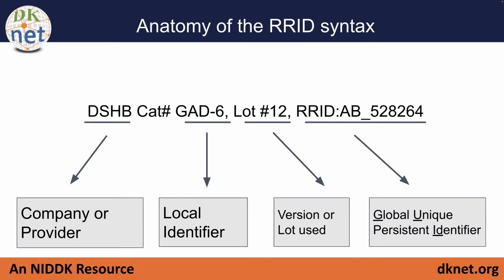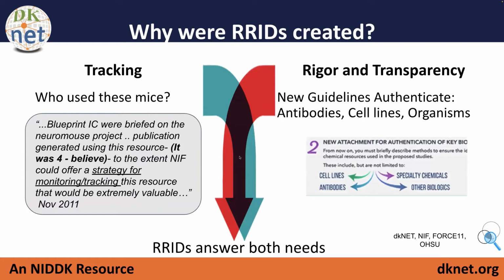And there can be other parts to the syntax. So again, I went through the RID portion of that, but you may also want to provide the catalog number, for example, and the lot or version used. So in addition to the RID, you can also add some other defining information on top of that. So why were RRIDs created?